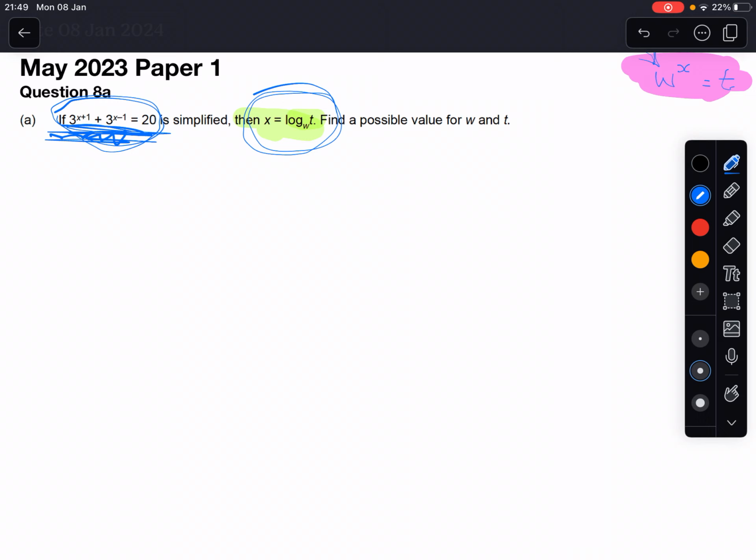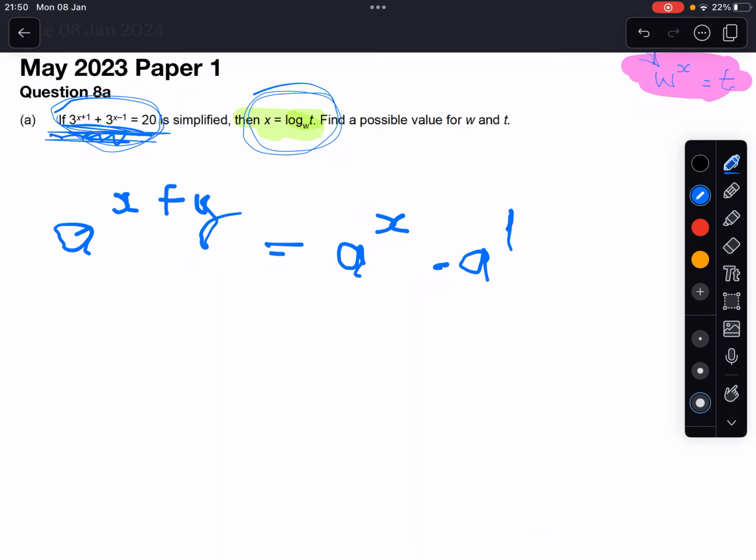So this is where we can use our laws of exponents. We know that a to the power of x plus y is the same as a to the power of x times a to the power of y. So we can use that fact to express each term on the left-hand side as a product of two things. So let's do that.